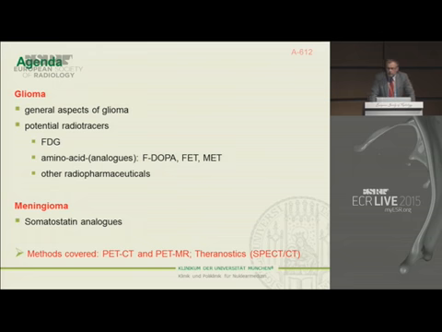What I will do is I will talk about glioma, first about general aspects of it, then on potential radiotracers. I will cover FDG PET, amino acid analogues, and other radiopharmaceuticals. And at the end, I will talk briefly about meningioma and somatostatin analogues, since this gives an interesting link from imaging to therapy. The methods I will cover will be PET-CT, PET-MR, and a little bit of SPECT-CT, since this is important for theranostics.